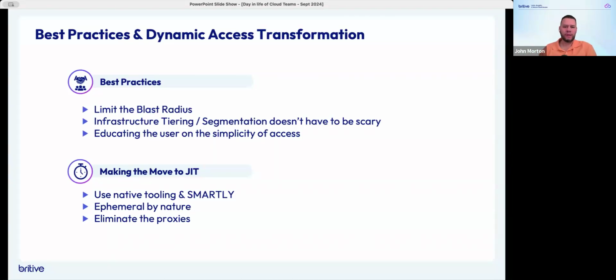And then say, okay, cool, I understand what you like about it. How do we make that work? Is there a solution on the market that does it? Can we use native tooling smartly? This is where it gets a little fun, right? Because it's like, well, we've invested in all this other stuff, how do we make it work together? But it's that conversation, right?